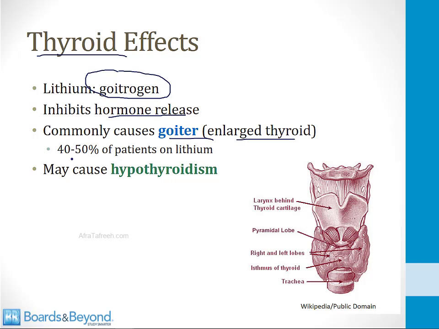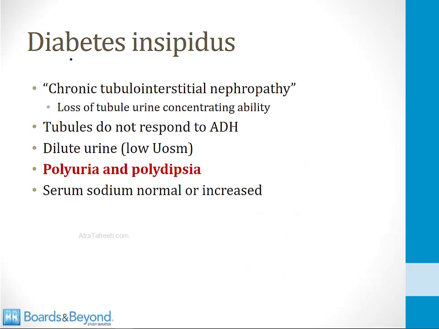40 to 50% of patients taking lithium have an enlarged thyroid. And in some cases, the lithium suppresses thyroid hormone production to such a degree that the patient can develop hypothyroidism. Lithium is a classic cause of nephrogenic diabetes insipidus. You will read in your textbooks that lithium causes a chronic tubulointerstitial nephropathy, and what this means is that the tubules in the kidneys become unable to concentrate the urine and they do not respond to ADH.